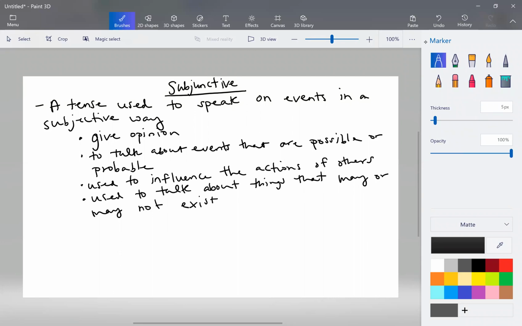Okay, we have mostly talked about this first one, giving an opinion. So something that we haven't talked about too much is that it needs to be used when we're changing subjects in a sentence. And I'm going to talk about that right now.